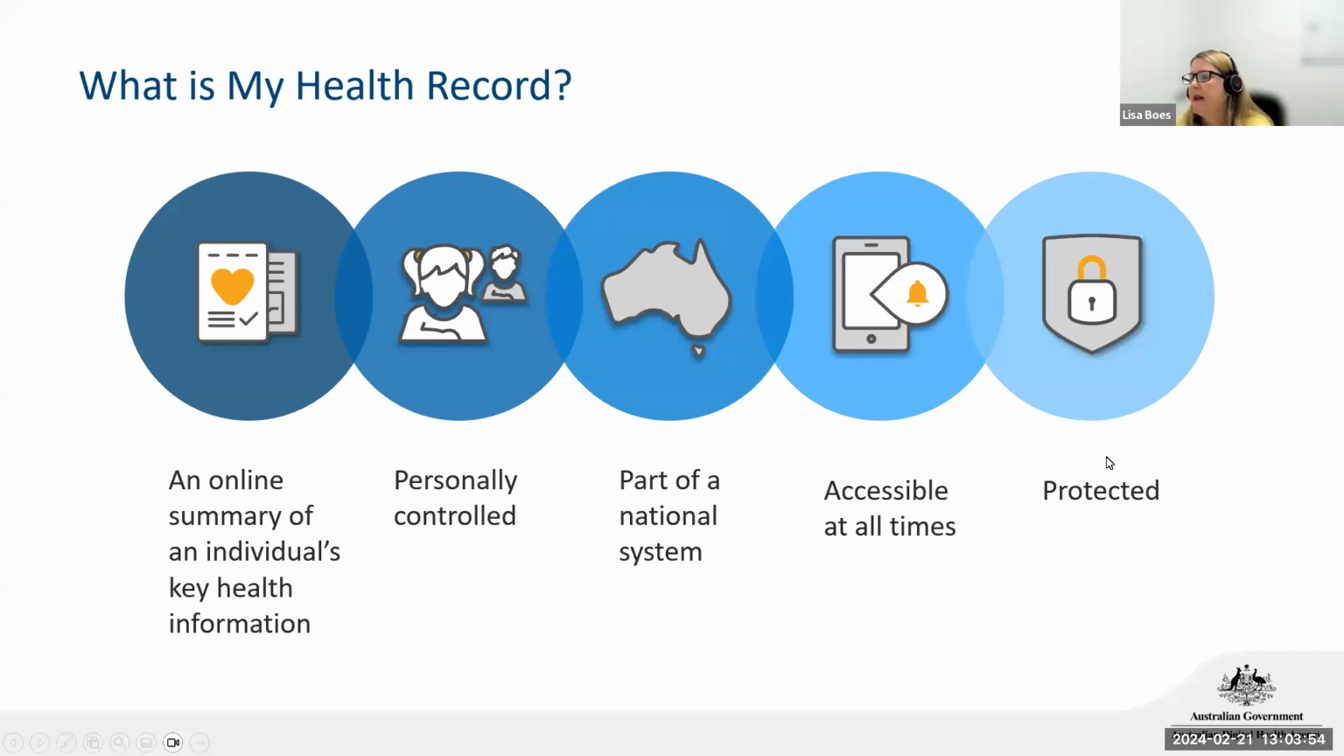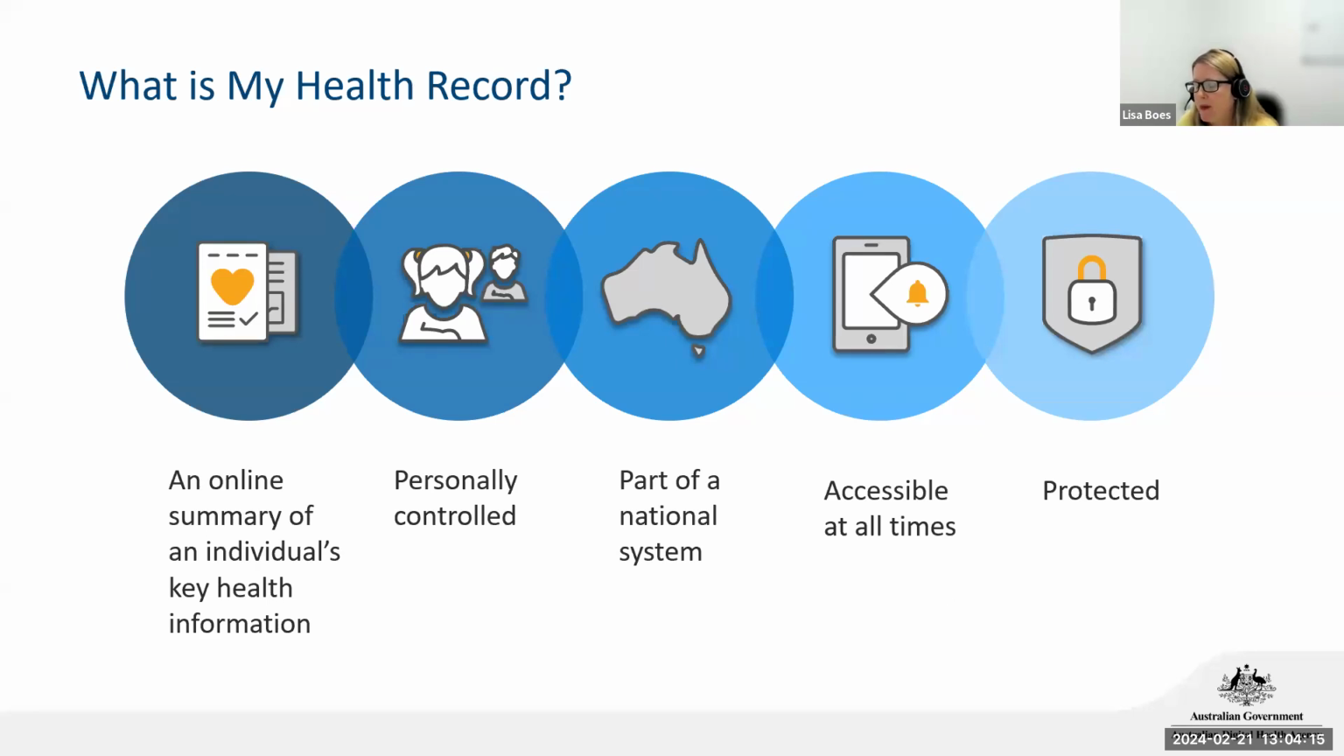So what is My Health Record? My Health Record is a summary of an individual's key health information. It is personally controlled, which is a key element of the system. What this means is that an individual has a say as to what gets uploaded, what stays in their record, and who can see their record.